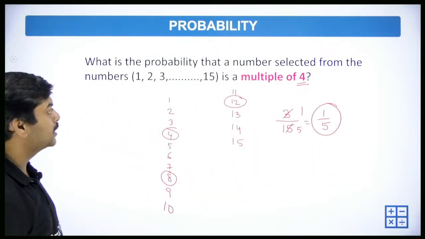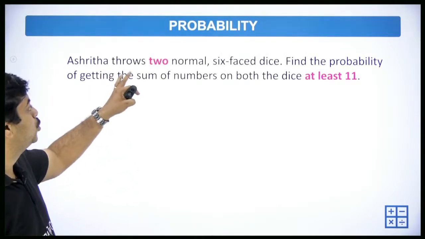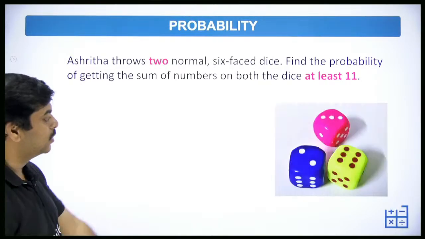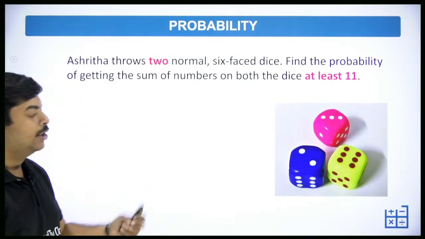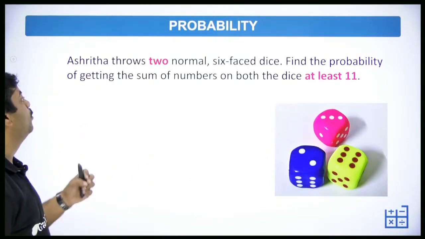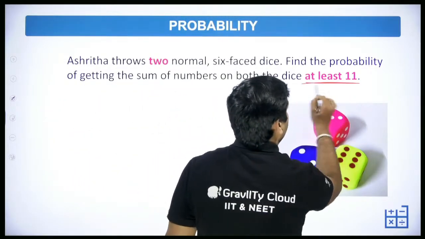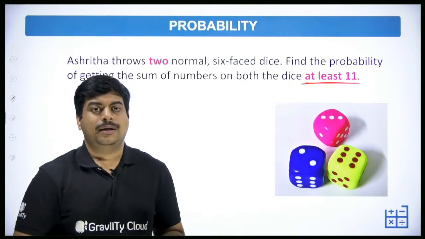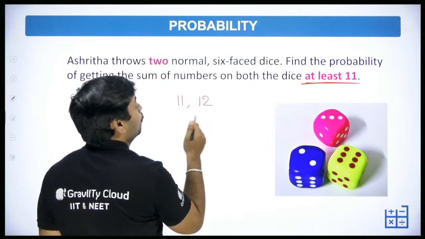Let's continue with one more question. Ashrita throws 2 normal 6-faced dice. You know these are called dice, right? When you play the Ludo game or whatever game, you use this. Find the probability of getting the sum of the numbers on both the dice at least 11. At least means the count should not fall below 11. The count may be 11 or 12, but not more than that.